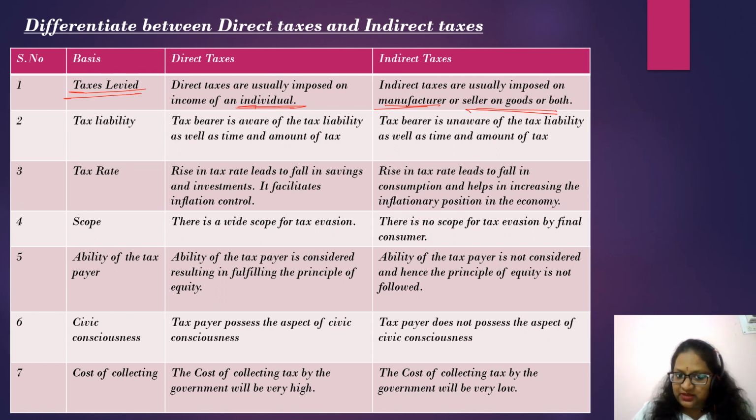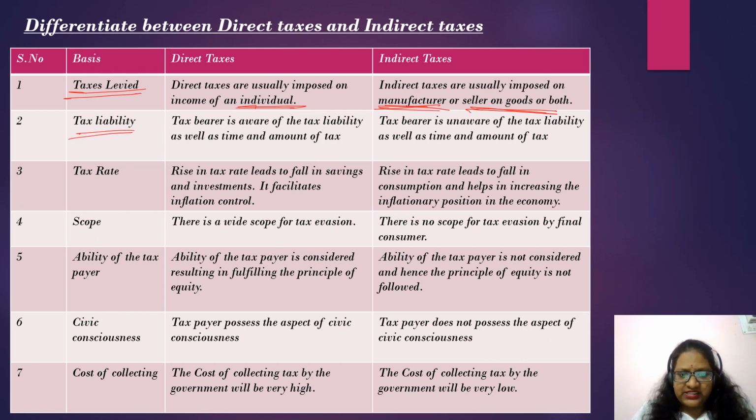It is paid by him, it is levied on him. But in indirect taxes, it can be transferred to various people. Now the indirect taxes also include the tax from the manufacturing level to the sales of that good or service, or both. Now next comes the tax liability.